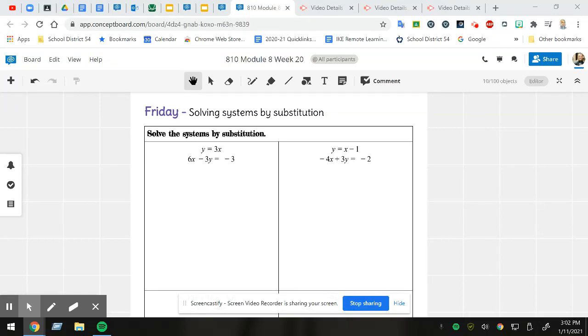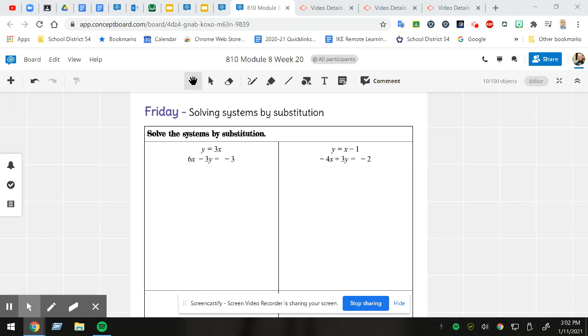All right, moving on to solving by substitution. So there's three methods we can use when we are solving systems. Graphing, which we've done. The second one is substitution, and then next week you'll move on to elimination. So substitution, we're going to substitute values in to solve for x and y.